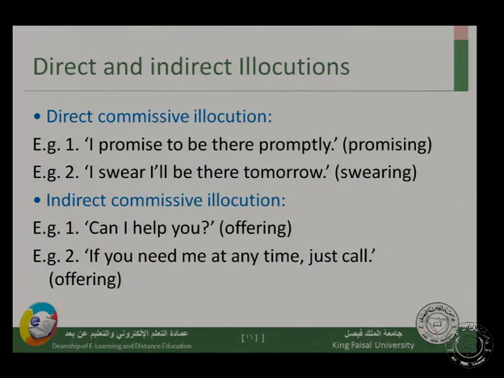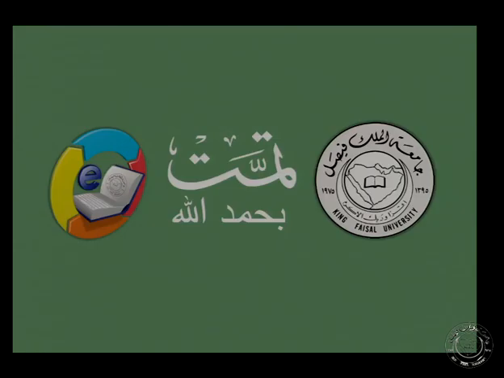Alright, so this is it about elocution, direct and indirect, and directive and commissive. Hopefully the distinction between all these terms is clear to you. Inshallah, in the next lecture we're going to talk about the cooperative principle, like I mentioned quickly in this lecture, and inshallah the maxims of grace.